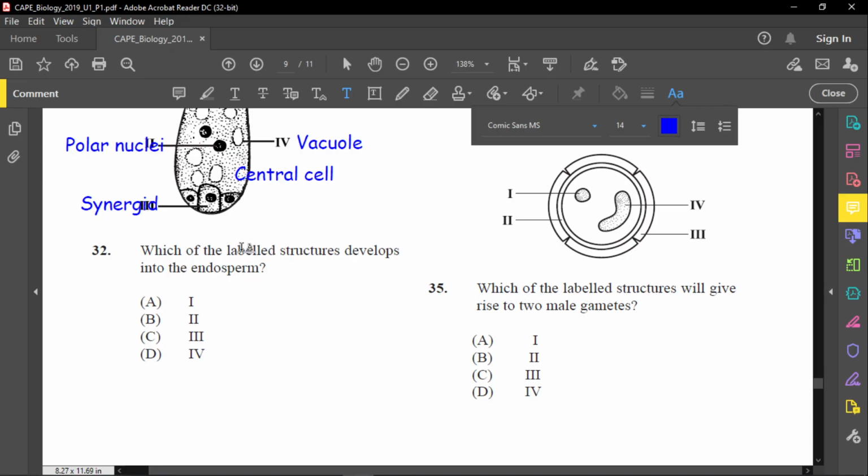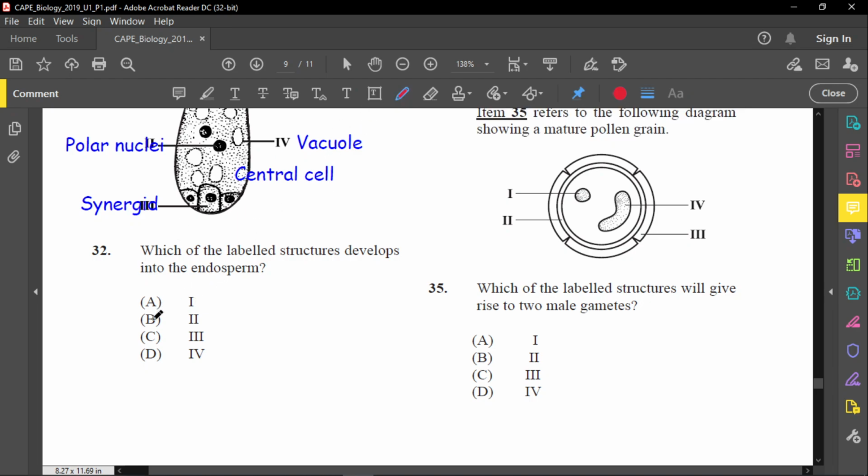And the endosperm will be, as I mentioned before, the polar nuclei, because the polar nuclei will be fused or fertilized by the sperm cells and form the endosperm. So definitely endosperm is a polar nuclei, which is structure 2. Structure 2 is our polar nuclei, right? Which is the structure right here.